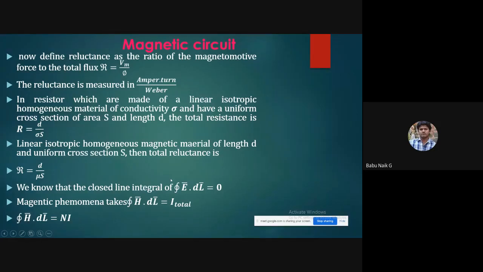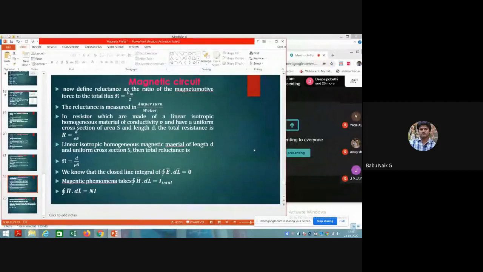So this is a sample magnetic circuit, which you can consider either as an electrical circuit or a magnetic circuit, or a coil having n number of turns and carrying current. All these formulas you can apply through the electromagnetic equations and find out. So this is the concept of a magnetic circuit, with the closed line integral.